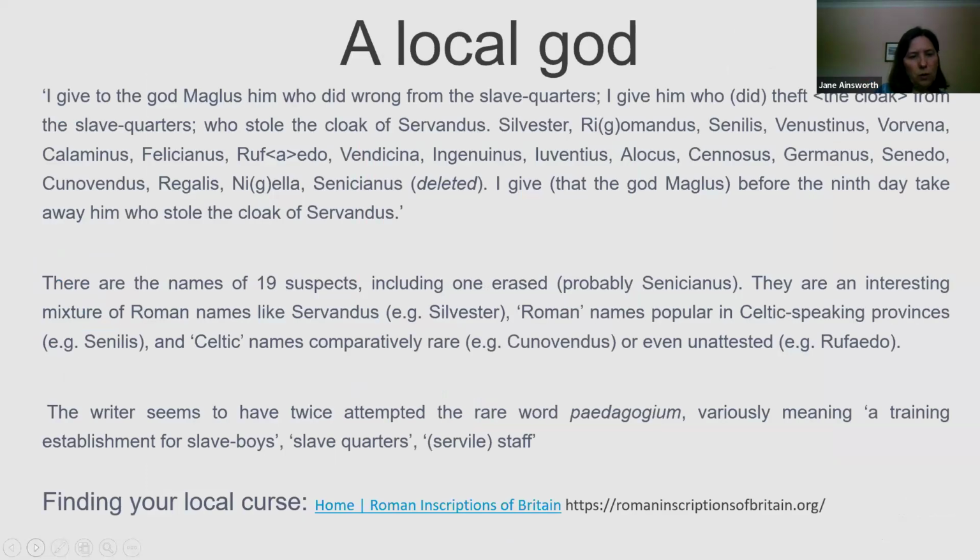If you want more inscribed objects, then a similar tool is to go to the Roman Inscriptions of Britain page. We've got the link there at the bottom. And again, you can search there by county, or you can search by site and look for the different inscriptions and look for the characters that you can surmise from those inscriptions.